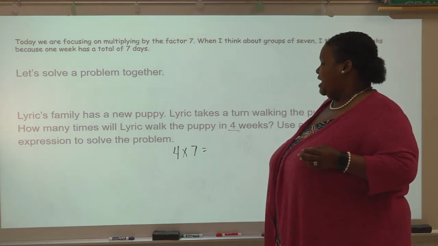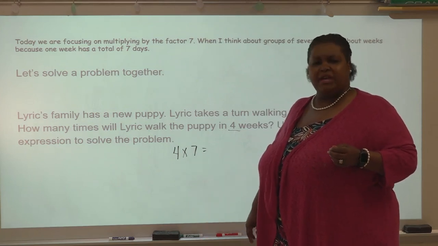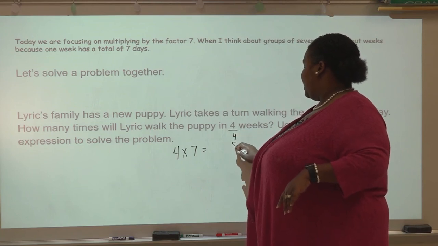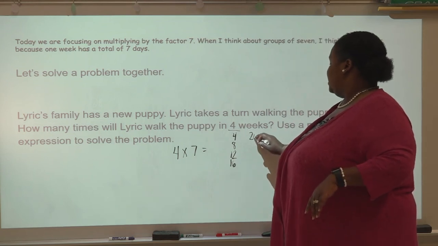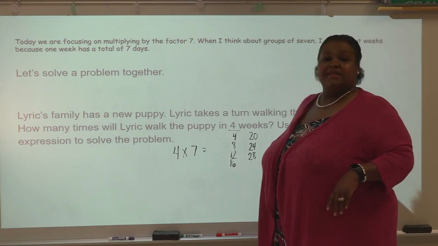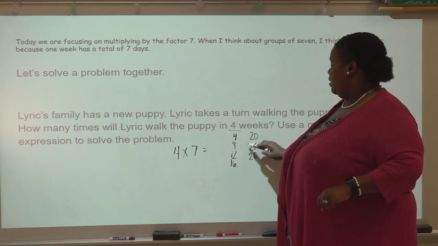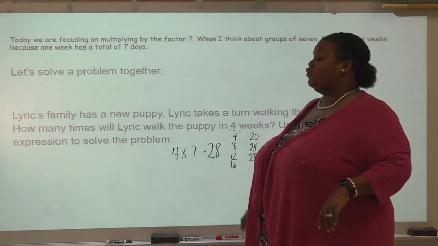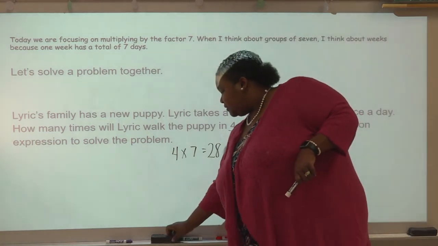What if I skip counted by 4 7 times? I'm pretty good at my 4s. Let's try that one. Alright, here I go. 4, 8, 12, 16, 20, 24, 28. Let's see if I skip counted by 4s 7 times. 1, 2, 3, 4, 5, 6, 7. 4 times 7 equals 28. He would walk the puppy 28 times.